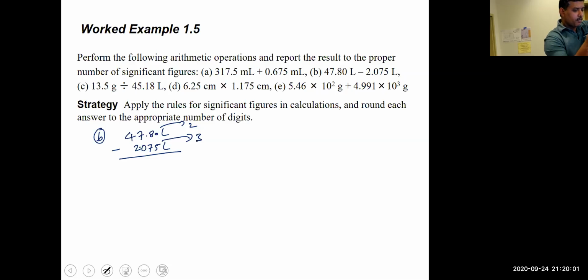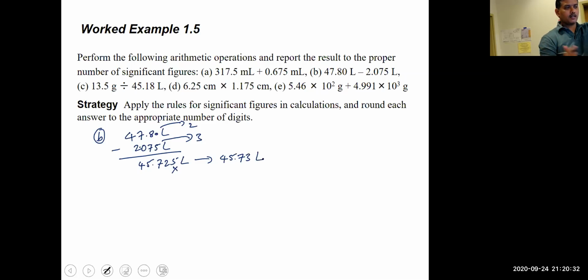So if I do the math, I should have the number 45.725 liters. But I'm only allowed to have 2 decimal places. So I have to drop this third number here. 5 is a number between 5 and 9. So I am going to round up 2 to 3. So my final answer will be 45.73 liters.